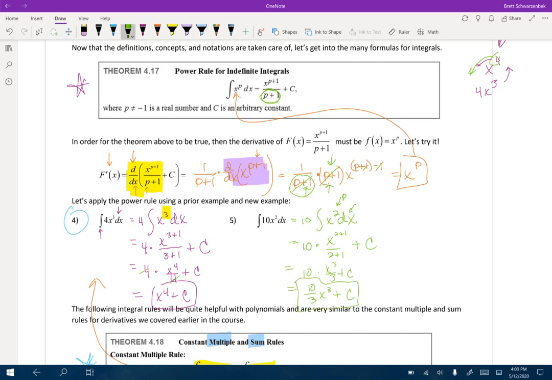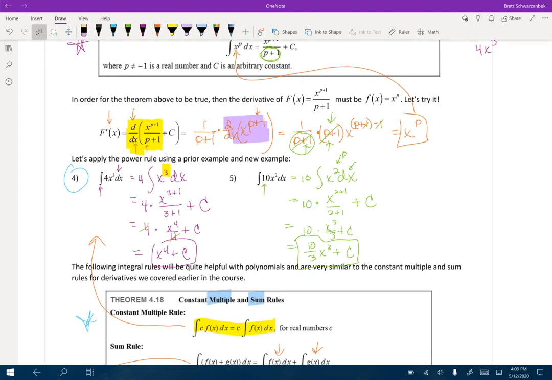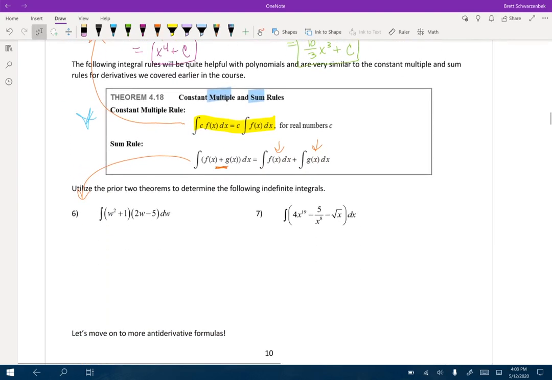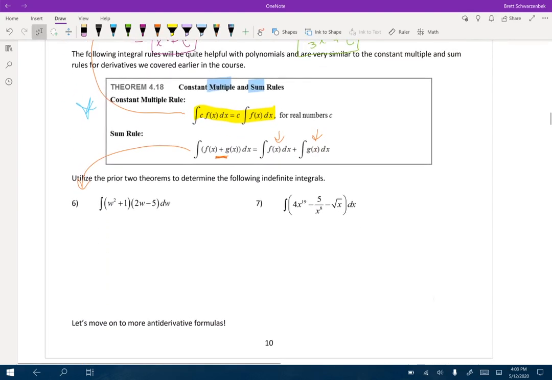You'll probably see here that this isn't as easy a mental process as you would think, because we're not always going to have a perfect antiderivative that's there. No single function without a constant is going to create 10x squared. Instead, we're going to have this 10/3, which is going to generate the 10x squared, the formula that we need in order to create it. All right, so let's keep on moving through these and doing antiderivative formulas.